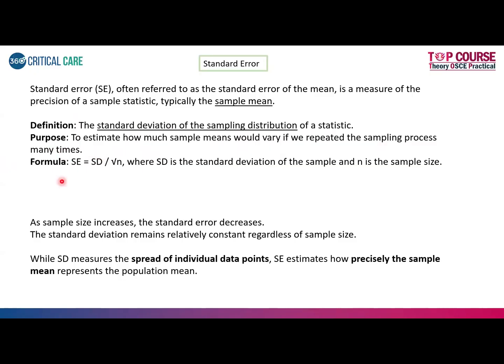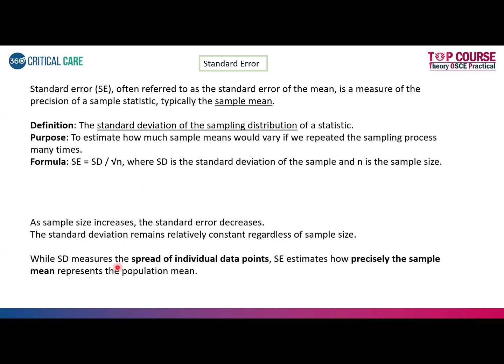So the formula is: the standard error is equal to the standard deviation divided by the square root of n. SD is the standard deviation of the sample, and n is the sample size. As the sample size increases, the standard error decreases, and the standard deviation remains constant regardless of the sample size. So the standard deviation will remain the same, but the standard error changes.